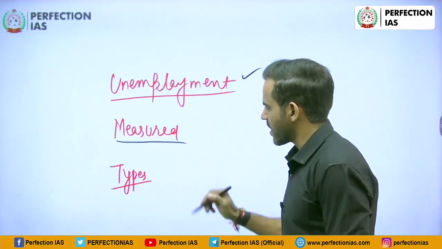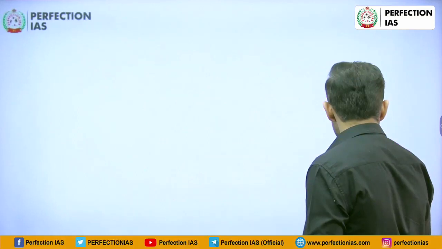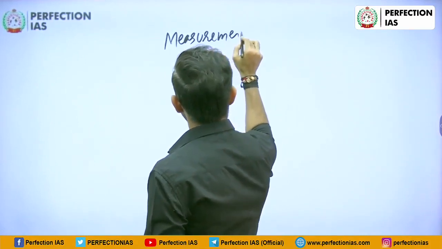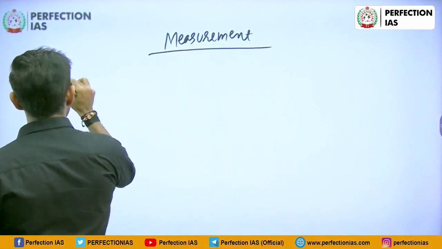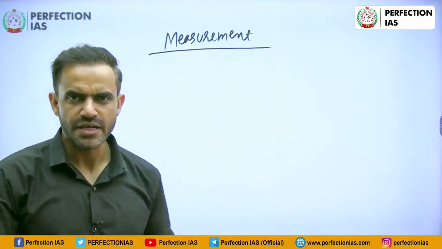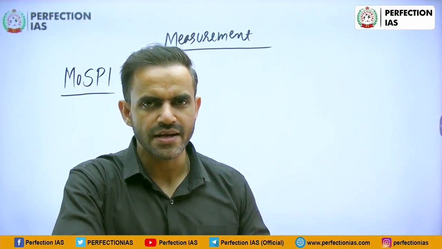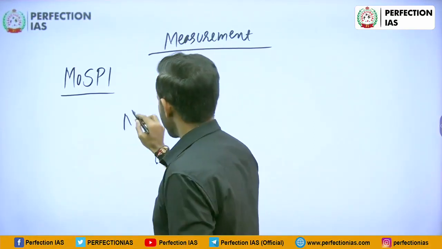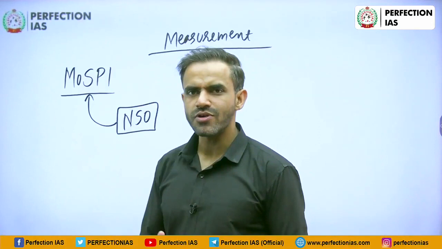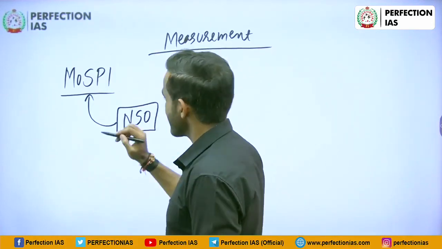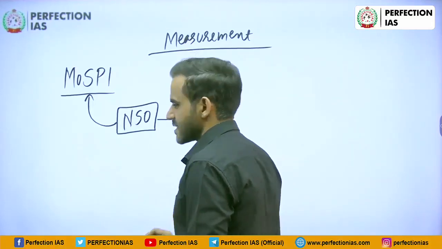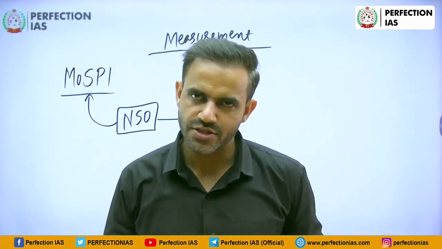Now we need to cover the second part, that is, how it is measured in our country. So first and foremost, measurement. It must be noted that there is a ministry, the Ministry of Statistics and Program Implementation. MOSPI is responsible for data collection in our country, and there is the NSO. NSO stands for National Statistical Office. So NSO under MOSPI is responsible for data collection related to unemployment. On the basis of that data, we decide the unemployment rate in our country.